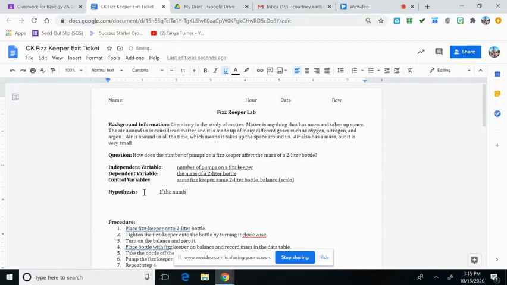So if the number of pumps on a fizzkeeper increases. And I told my classes just pick increases because we can't take away pumps. Once it's already happened, it's happened. We can't go back and like suck out the air that already was there. So it can only go up from the beginning. So if the number of pumps on a fizzkeeper increases, then the what? What do we write after if? Or what's our second variable that we need?